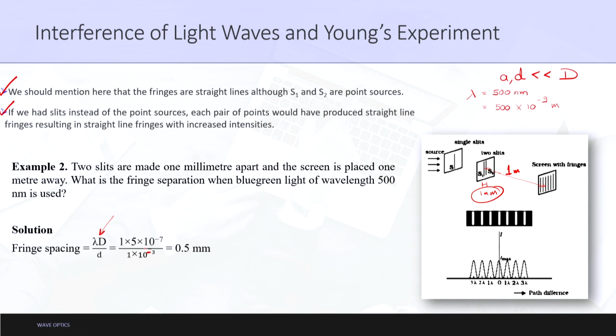1 mm is nothing but 10 to the power minus 3 meters. Just a simple mathematical calculation gives you the fringe spacing as 0.5 mm. What does this mean? This fringe spacing means that the distance between consecutive bright fringes or consecutive dark fringes is 0.5 mm. So this is the second example. This may be asked in your exam, so please remember the formula, simple mathematical formulation.